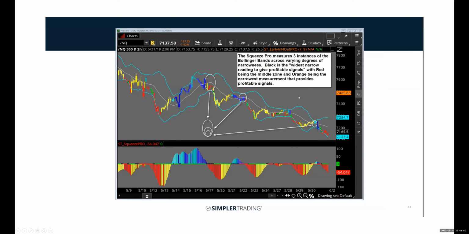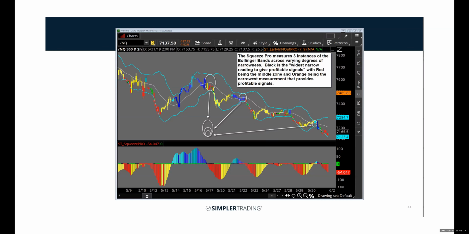And so after a while, after, I guess, years of using the squeeze, he realized that there were signals that he was missing. And so he went back to the drawing board and essentially came up with what's called the Squeeze Pro. So if you have thinkorswim, it's not free. It's just the regular squeeze that's free, so the red dots. If you use the free version in TradingView by Mackett, it is the Squeeze Pro.